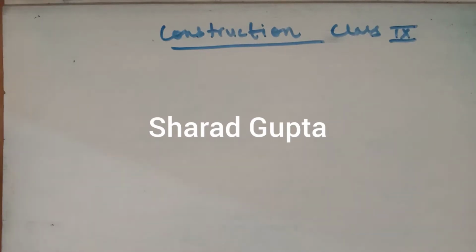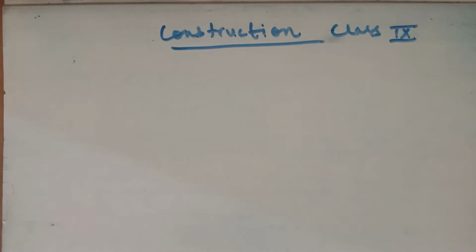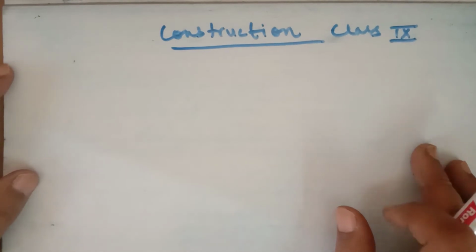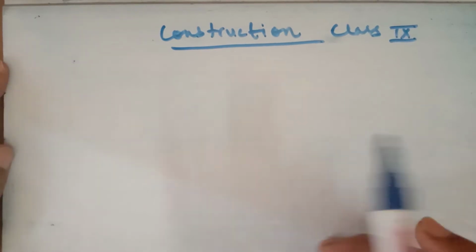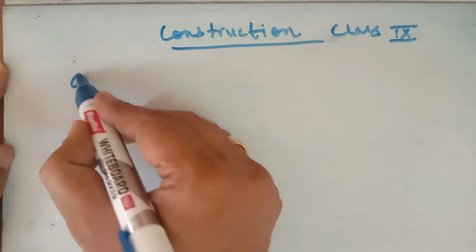Hello, this is lecture number 1 for the chapter Construction for class 9th. In this chapter, we'll learn how to draw the angles of 30 degrees, 60 degrees, 90 degrees, 75 degrees and so on by using the compass and scale only. Before starting this topic, we'll first recall how we draw the angle bisector and the perpendicular bisector.